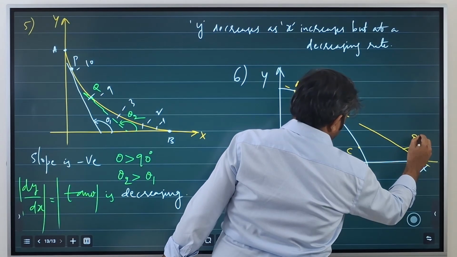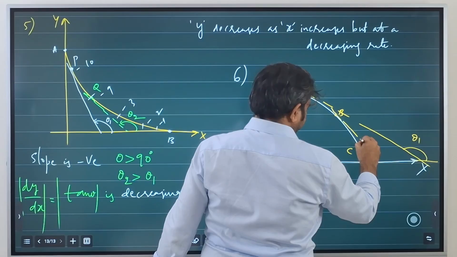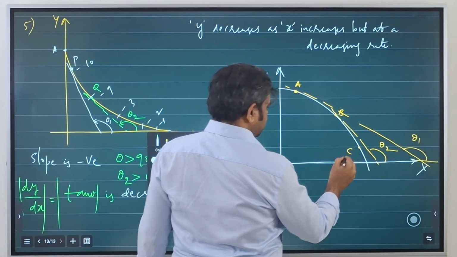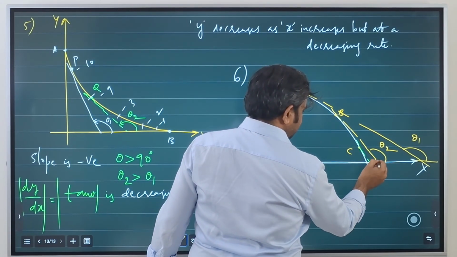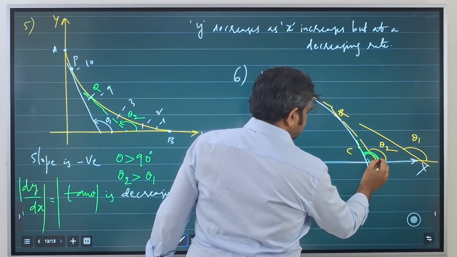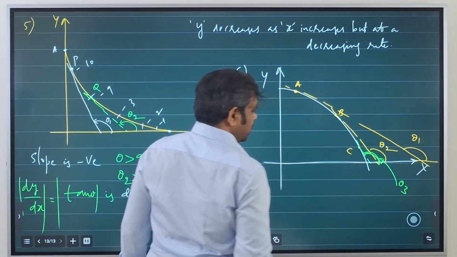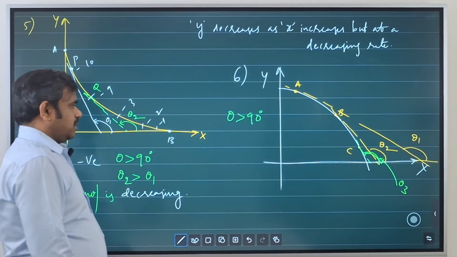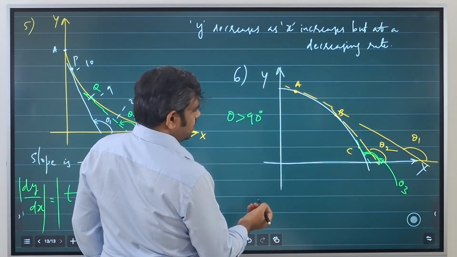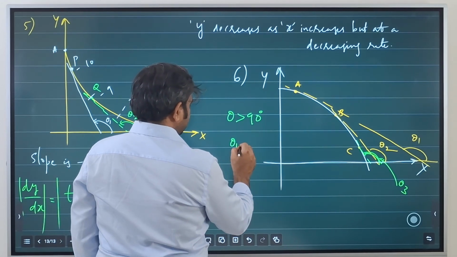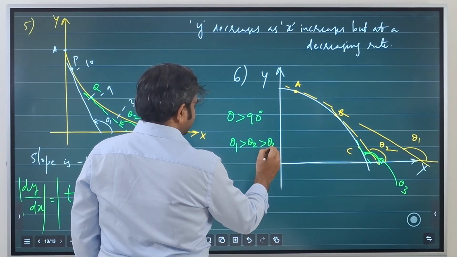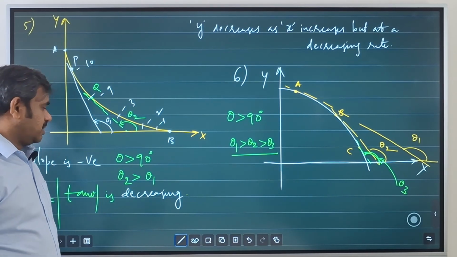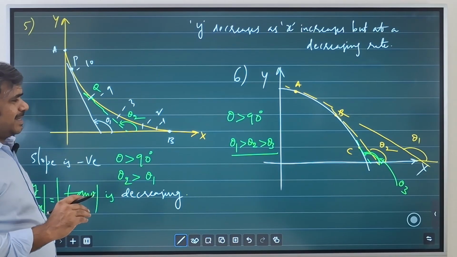Look at the angle made by the tangents at different points. Draw tangent at B. Let's say the angle made by the tangent at B is theta 2 with positive x-axis. Similarly, draw tangent at C. This makes an angle theta 3 with x-axis. Everywhere the angle is greater than 90 degrees. But look at the angles. Theta 1 is greater than theta 2, which is greater than theta 3. Angle is greater than 90 degrees, but it is decreasing.